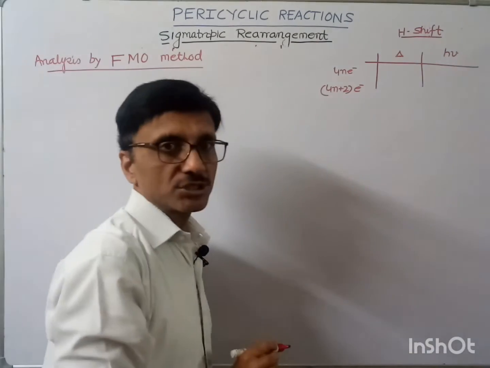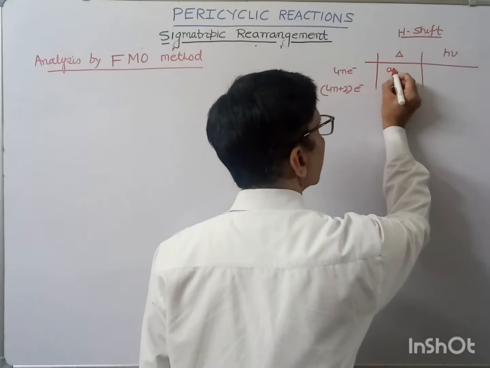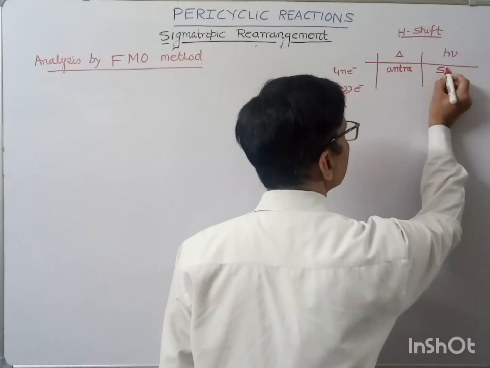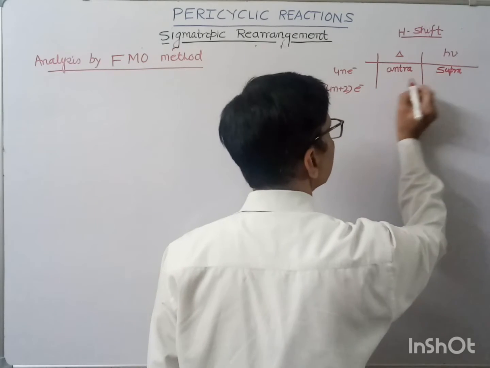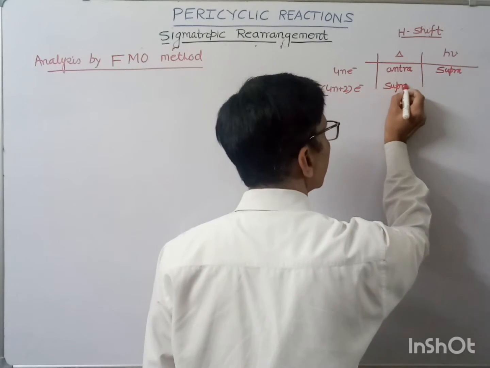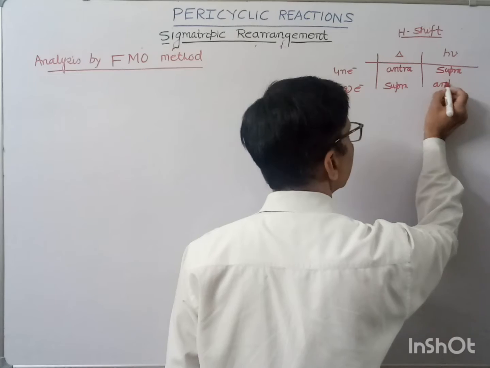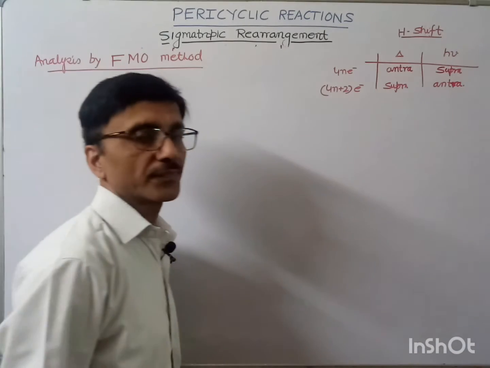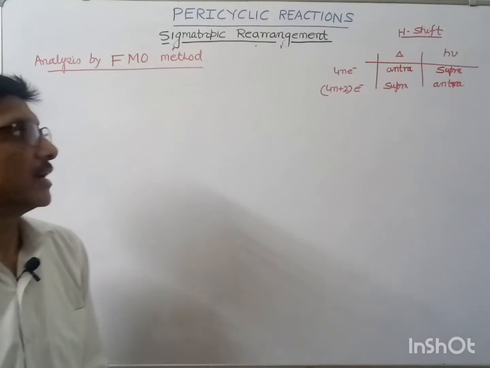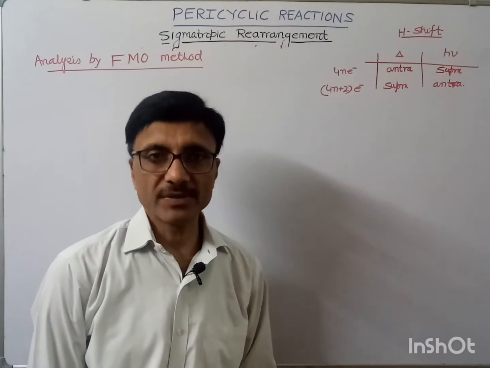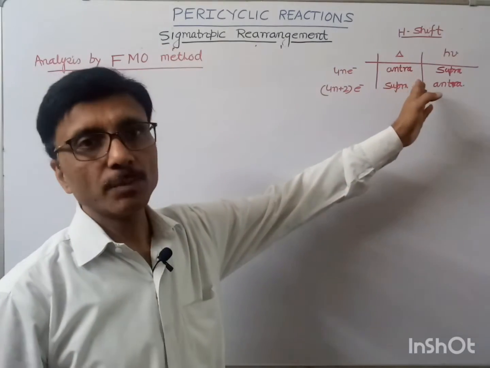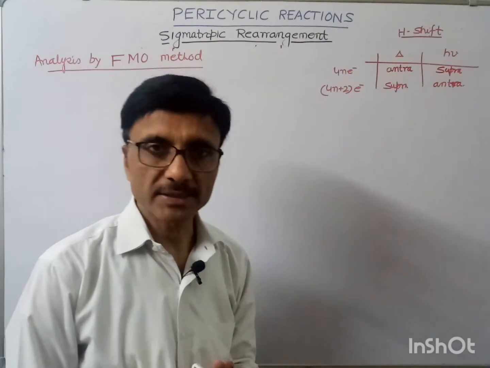For 4n electron system, under thermal condition, antarafacial interaction. Under photochemical condition, suprafacial interaction. Here supra and here antarafacial. This we have analyzed in my previous lecture. Now let us prove this selection rule by the frontier molecular orbital method.